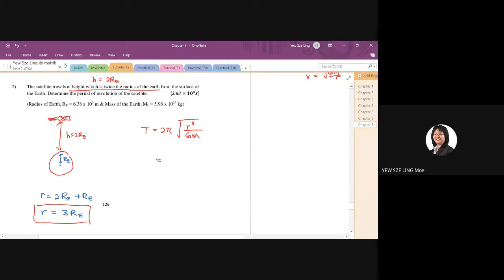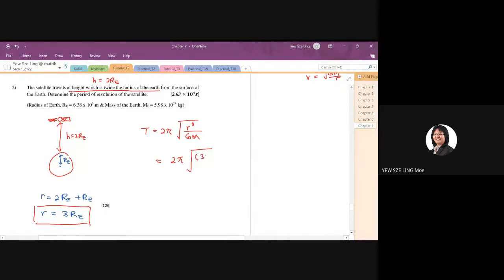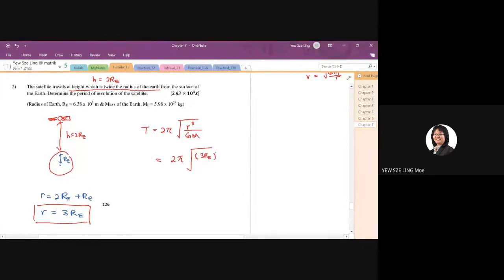Twice the radius of the Earth means 2 times the radius. So the r that we're going to use is r equals 3RE. So it is equals to 2 pi square root. Now, this part you have to be careful. Cube, you don't just cube the r, you have to cube the whole thing, 3RE, and then you cube it, including the 3.